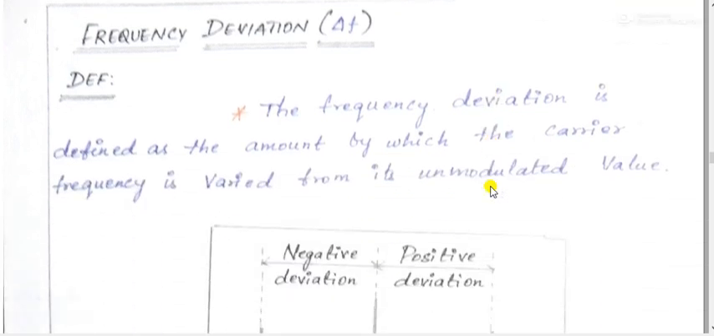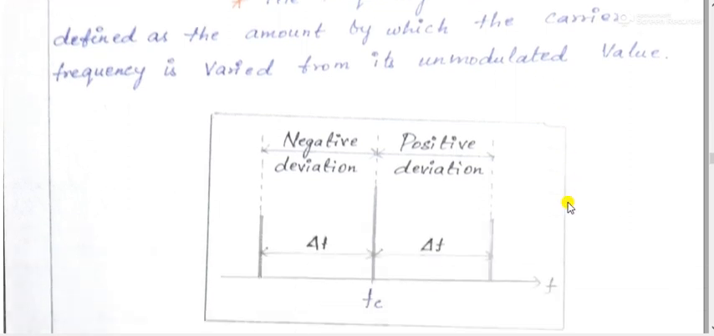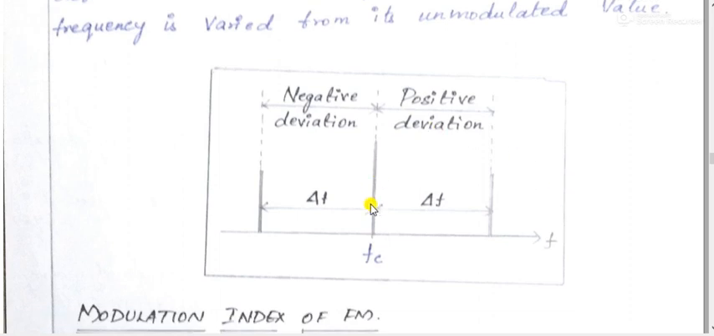Next, frequency deviation. Frequency deviation means the amount by which the carrier frequency is varied from its original, unmodulated value. So this is the positive deviation and this is the negative deviation, and this is the carrier frequency or center frequency.